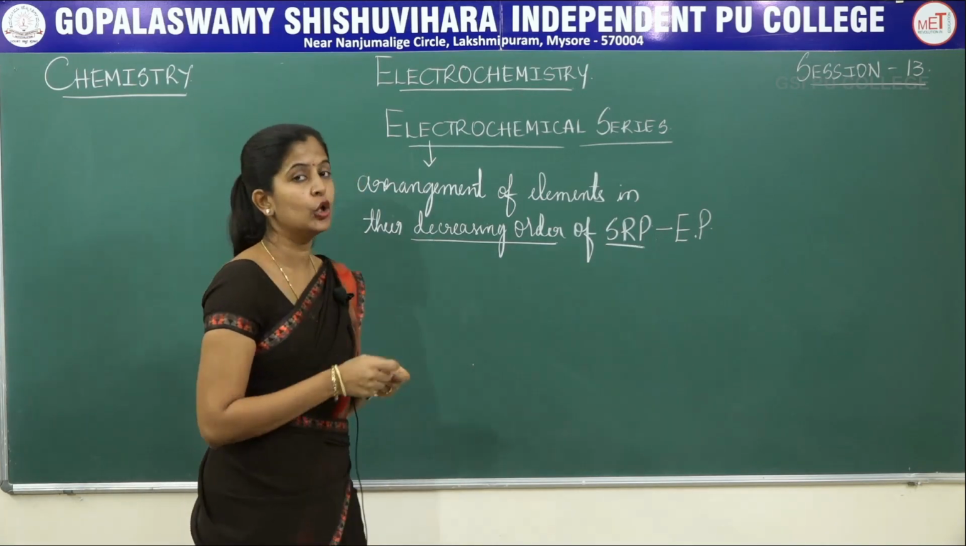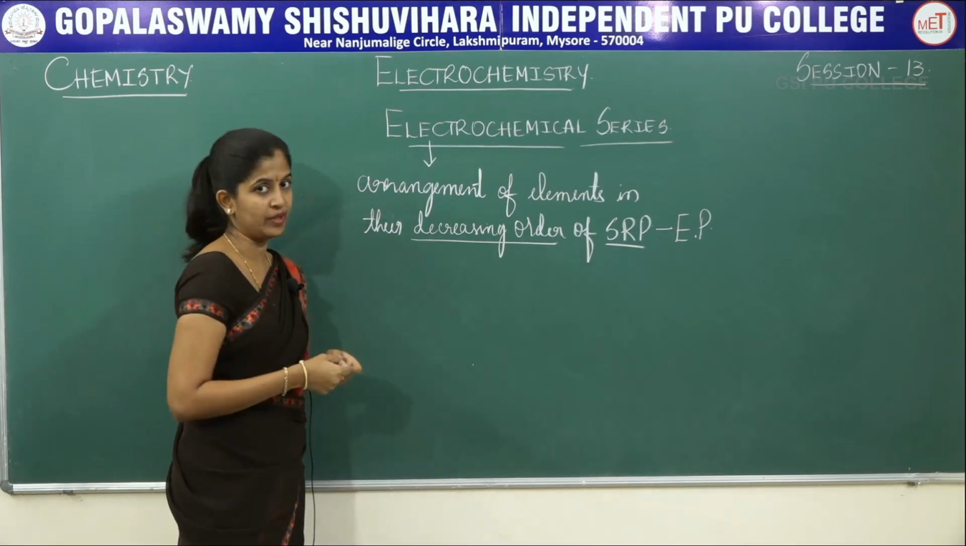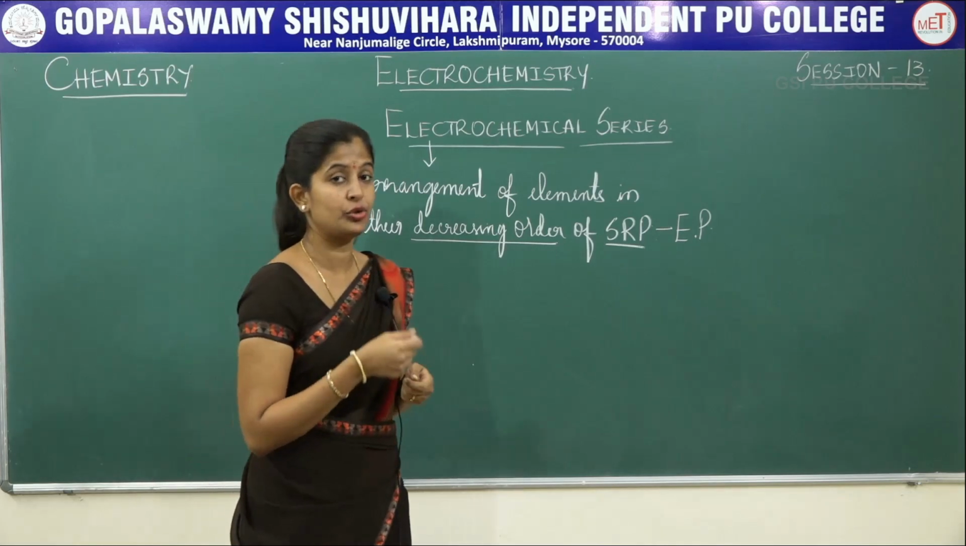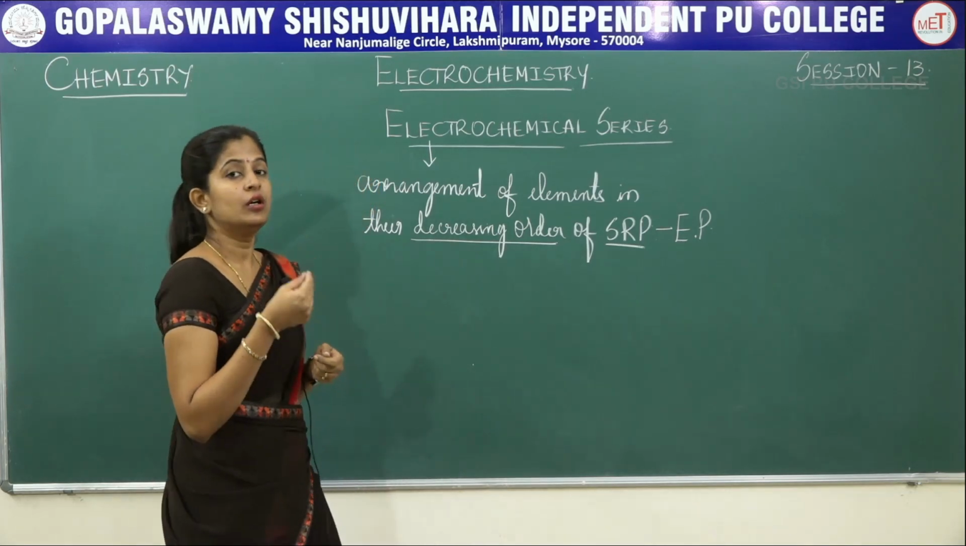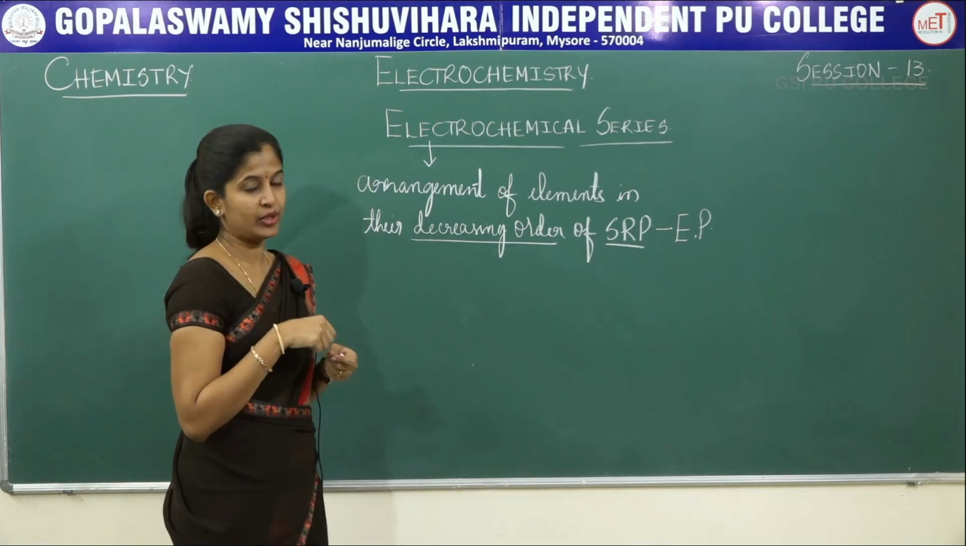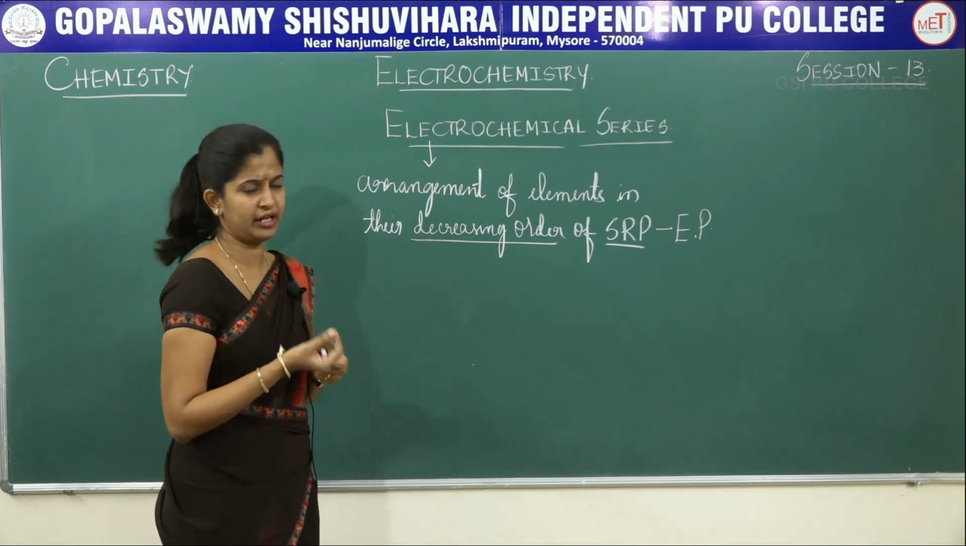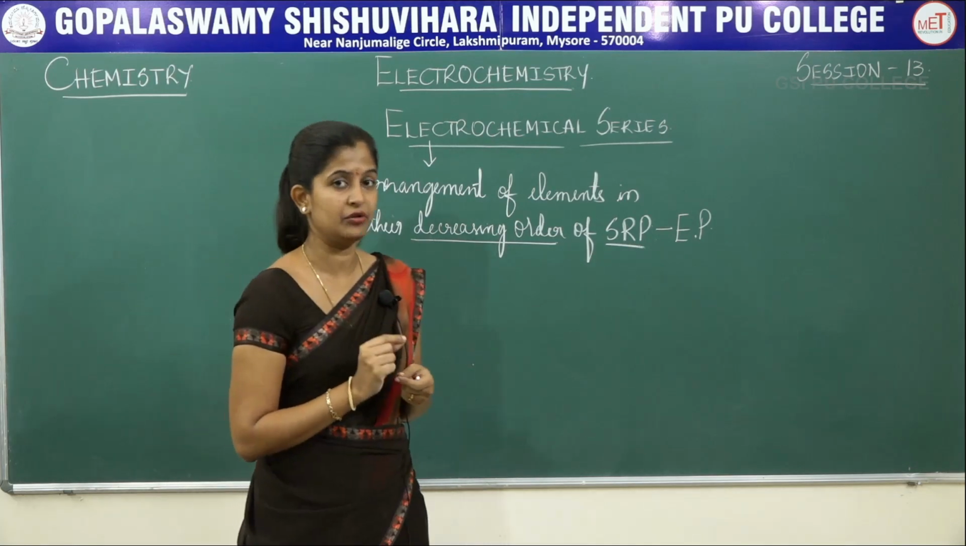So you can have a look in your NCERT book for the whole table. Here I will be explaining about only some of the very important elements which you should know the values to. So important elements, standard reduction potentials, their values, and what is the oxidizing and reducing nature of those elements we will be looking into the series.